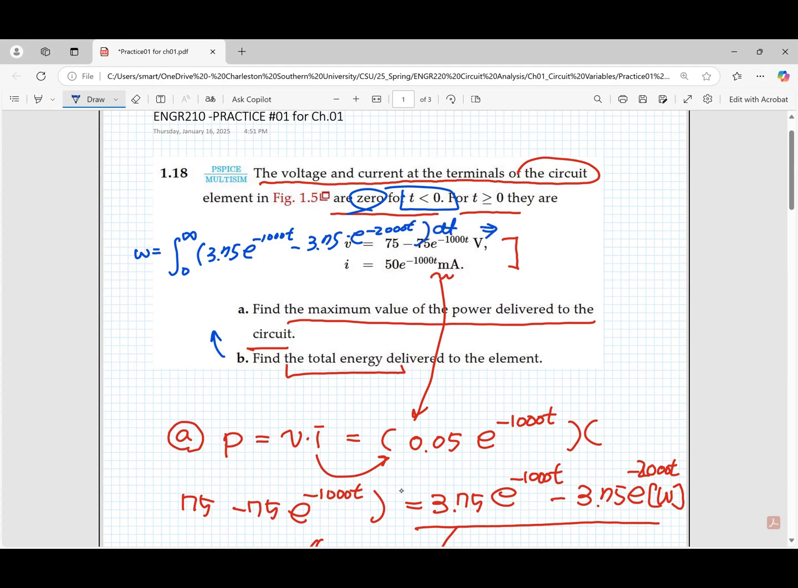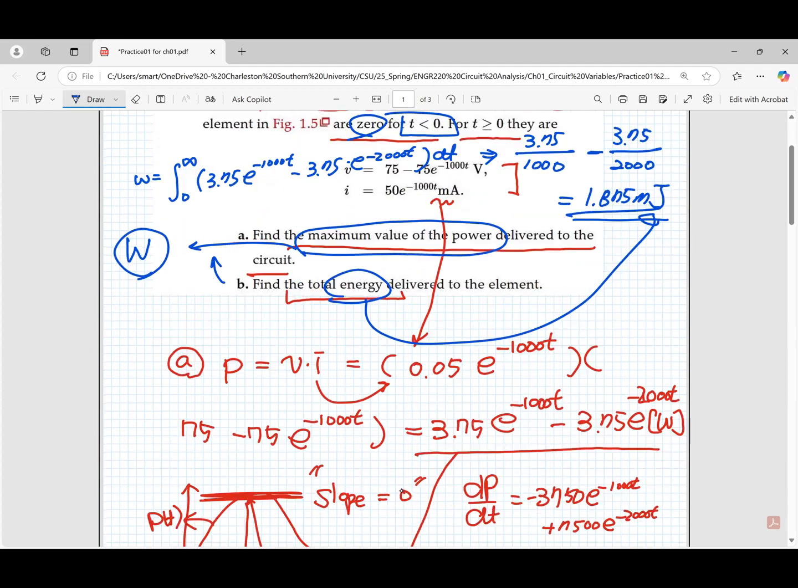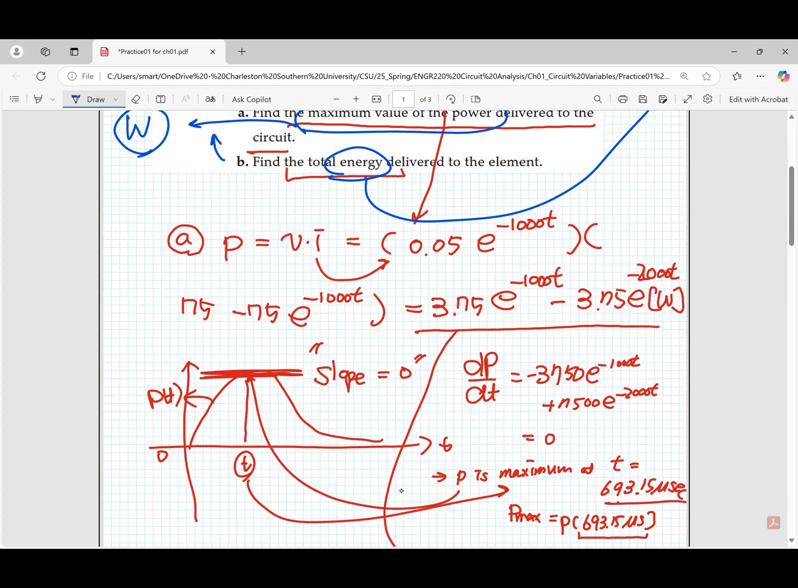So I'm just going to skip the calculations. 3.75 over 1000 minus 3.75 over 2000 is equal to 1.875 millijoule. Keep in mind, the energy unit is joule, okay? The power unit is watt. That's what I wanted to do. Any questions? All right, thank you.